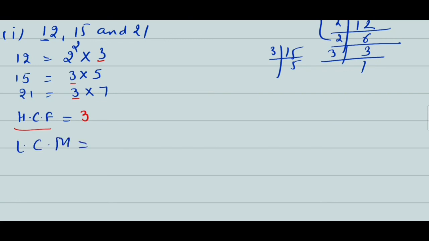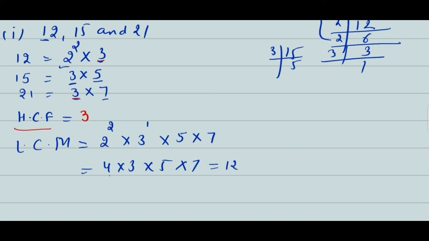What is the LCM? In LCM we have to take the greatest power of all prime numbers. So here for 2, we'll write 2 raised to power 2. Then we'll see for 3. The greatest power of 3 in all these is 1, 3 raised to power 1. Then 5 will also come and 7 will also come. So this will become 4 into 3 into 5 into 7. So this will become equal to 12 into 5 into 7, 60 into 7, which is equal to 420. So my LCM is 420 and HCF is 3.